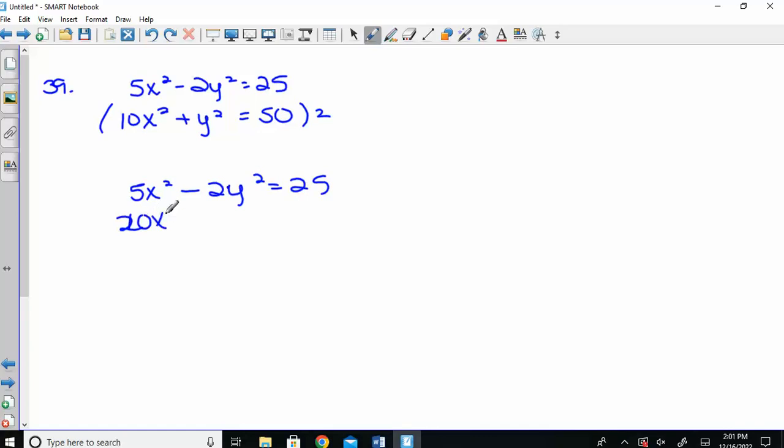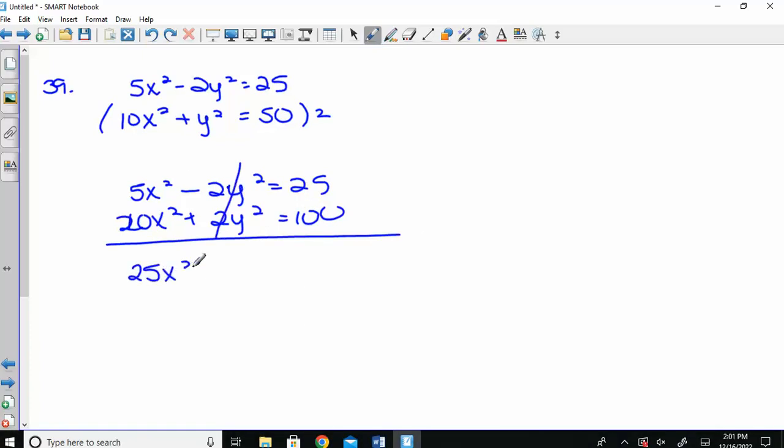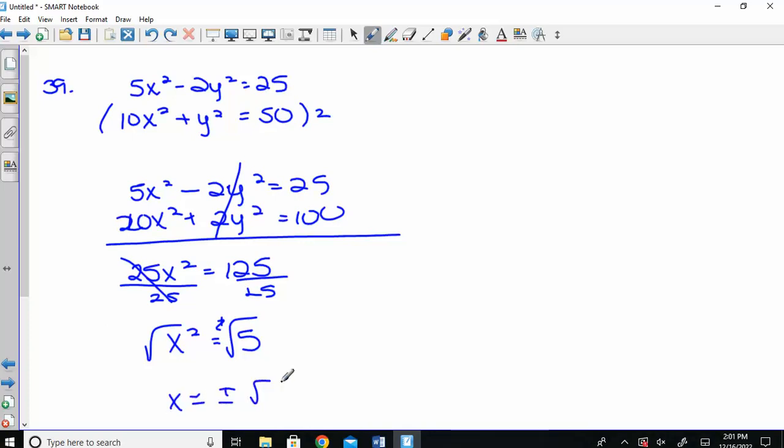So we get 20x squared plus 2y squared equals 100. So this gives us 25x squared equals 125. So 125 divided by 25 is 5. To get rid of a square, you square root plus and minus. So x is positive or negative radical 5. So that's the first half of our solution.